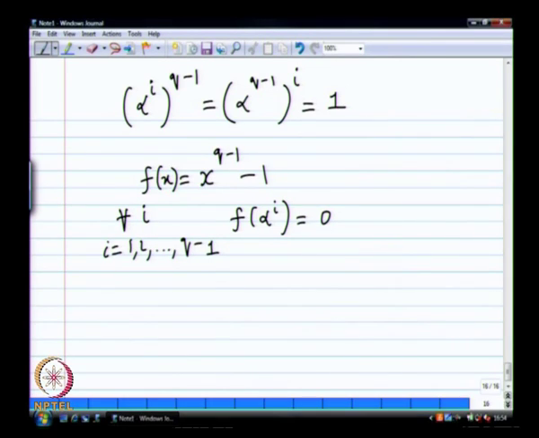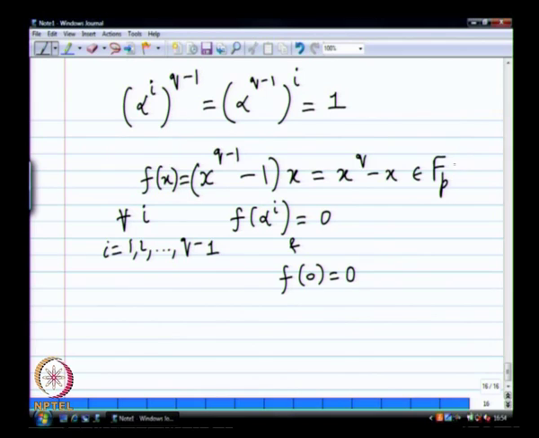You can also make a small change, you can simply multiply this by x to get x power q minus x, in which case what will happen? I can say f of alpha power i is 0 and f of 0 is also 0. I am just making f of 0 also 0. Remember, this is a polynomial which belongs to Fp[x]. For any p you choose, this belongs to Fp[x].